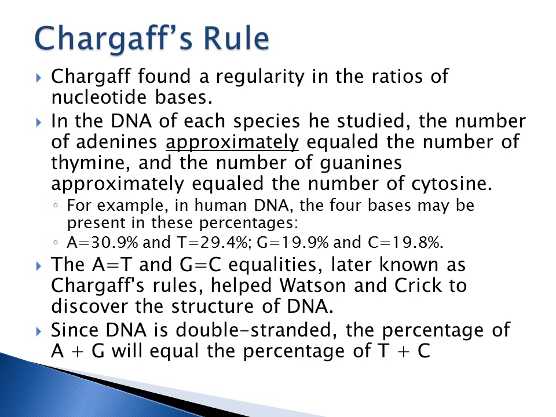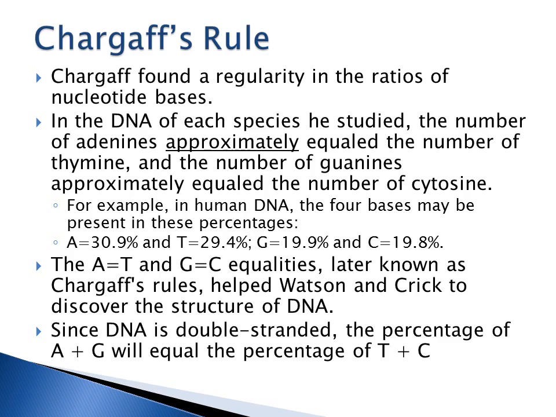So we mentioned Chargaff's rule, or Chargaff, in our history of DNA. And Chargaff's rule is that A equals T and G equals C. We'll go through that in a little bit. So what Chargaff found is that there's a regularity in the ratio of nucleotide bases. He studied DNA from various species and found that the number of adenines equaled pretty much, not exactly, but approximately the number of thymines, and the number of guanines equaled the number of cytosines.